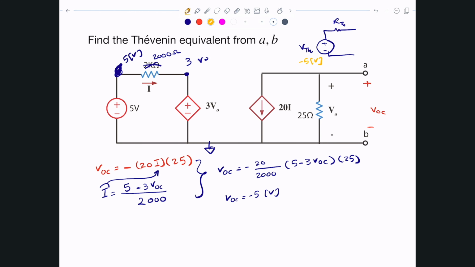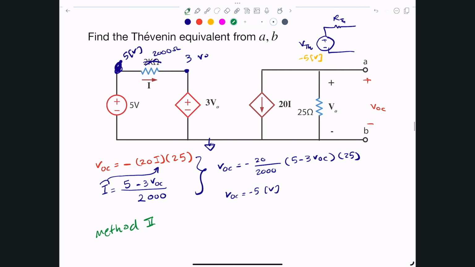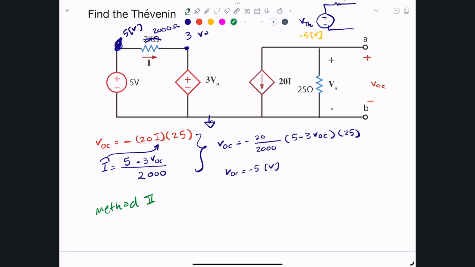Now our next task is to find what the R Thevenin is. We have 3 methods. Method 1 tells me to turn off all the sources. Unfortunately, I can't turn off dependent sources, so method 1 does not apply. That tells me I need to use method 2. What does method 2 tell me? Instead of having an open circuit, we need to short circuit it. So let me clean things up here.